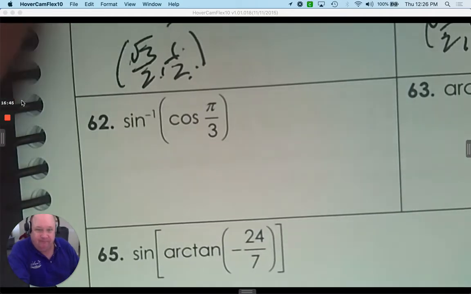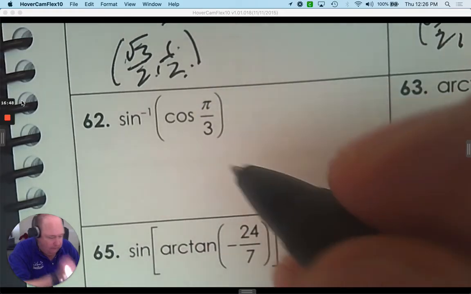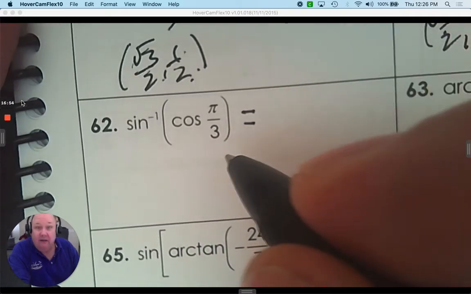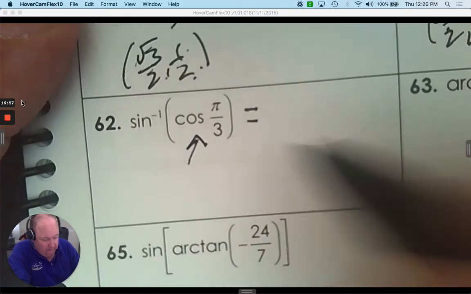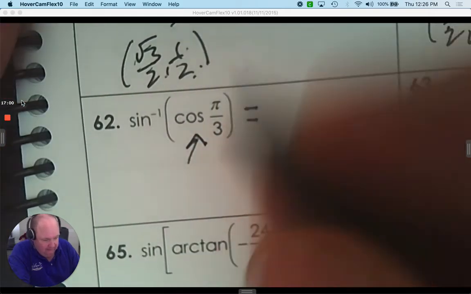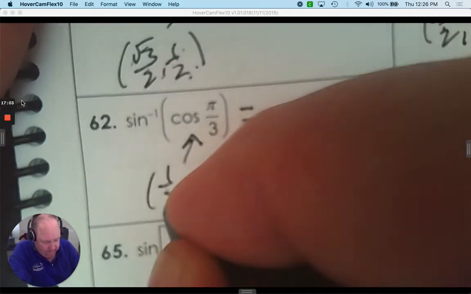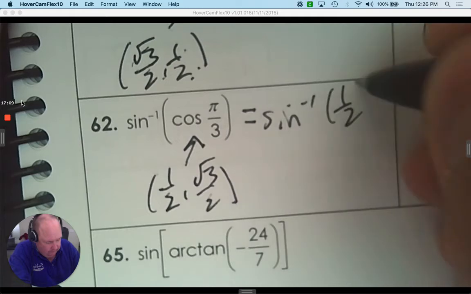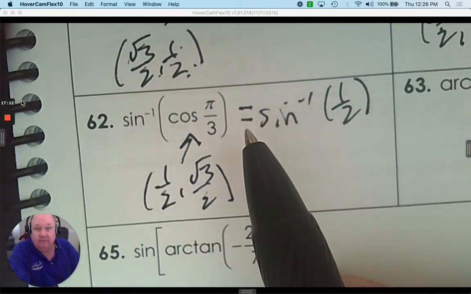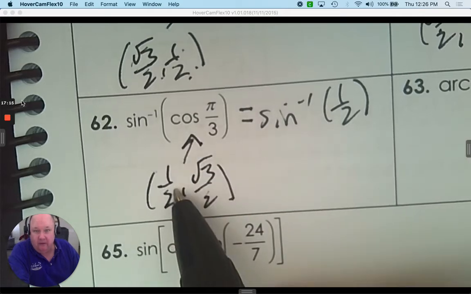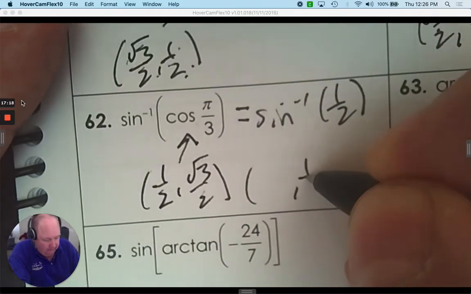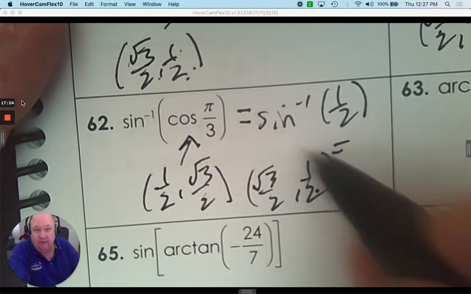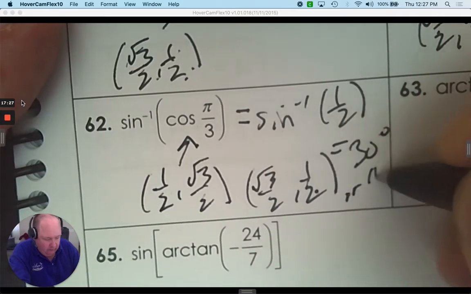62, the value of cosine at pi over 3. Eventually I need to know the angle at the end. So the value of cosine at pi over 3 is the x value there. So that's 1/2, root 3 over 2. So the x coordinate there is 1/2. Now I need to know the y coordinate is root 3 over 2. What's the angle that goes with this point? So the answer is 30 or pi over 6.